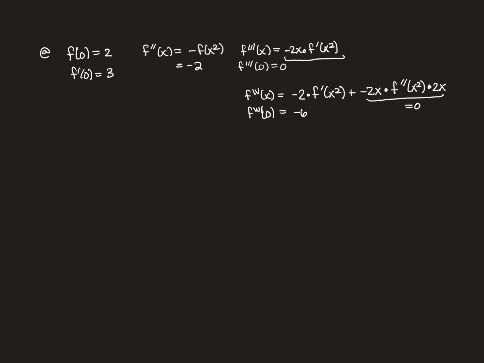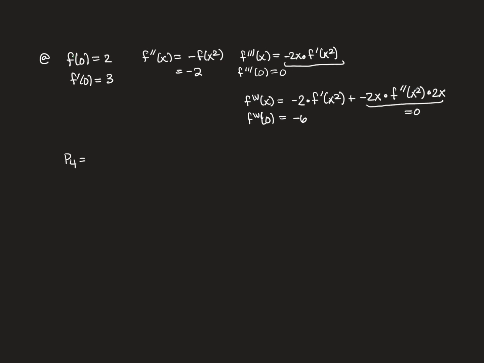They want us to write the fourth degree Taylor polynomial, so P4 would be f of 0, plus f prime at 0, x. Then you'll have the second derivative, the second power, the second factorial, the third derivative, the third power, the third factorial, and then lastly the fourth derivative, the fourth power, 4 factorial. And now we just fill in the information we found.